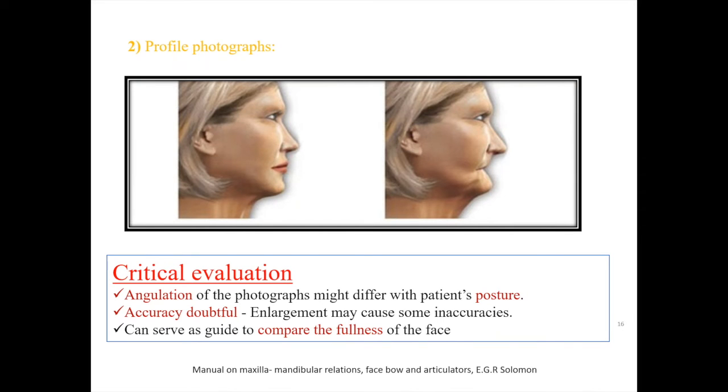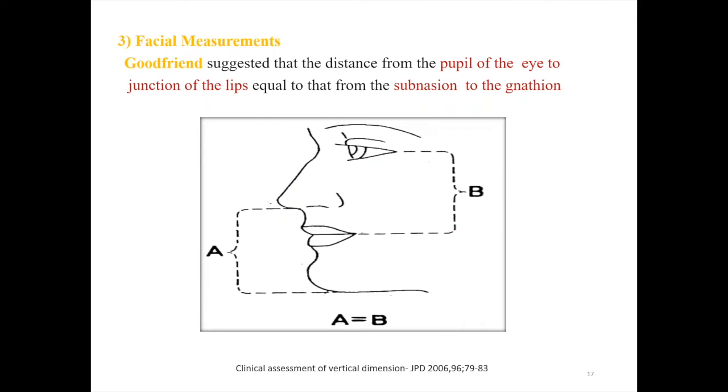Coming to the profile photographs, they are made with the teeth in maximum occlusion, and then the measurements are made before and after the extraction. Critical evaluation: angulation will vary as per the patient's posture, and also accuracy is affected by enlargement that might cause a discrepancy. Coming to the facial measurements, according to Goodfriend, the distance between the pupil of the eye and the junction of the lips is equal to the distance between the subnasion and the nasion.